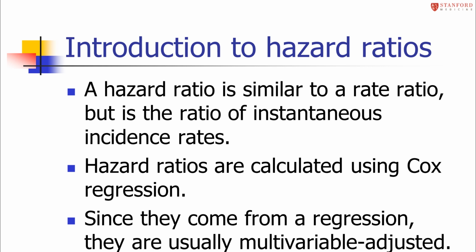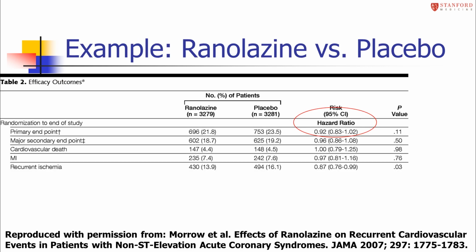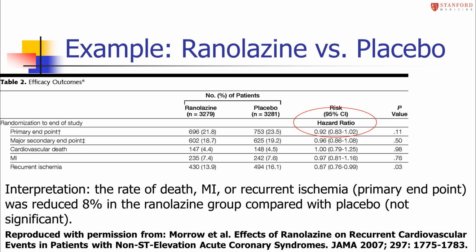So hazard ratios are calculated using a type of regression technique called Cox regression. Since they come from a regression, they are usually multivariate adjusted. And I'll just show you an example of a hazard ratio in the literature. This was a study comparing a drug, Ranolazine, to a placebo. And they were looking at the outcome. It was a composite outcome. They were looking at death, myocardial infarction, heart attack, or recurrent ischemia. They wanted to know if they could reduce that composite outcome with this drug.